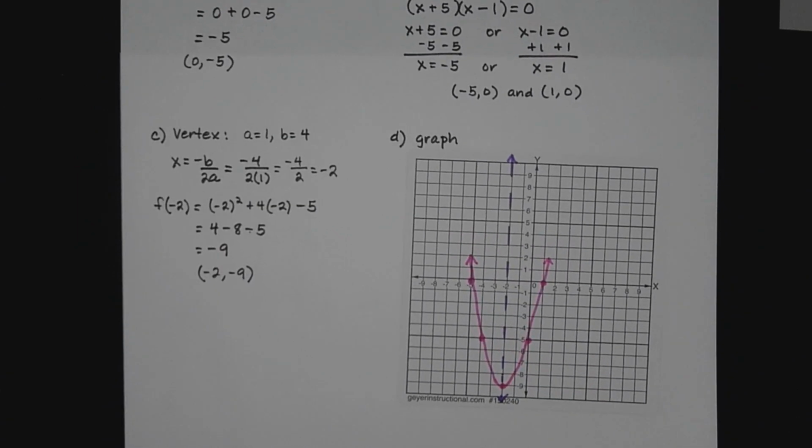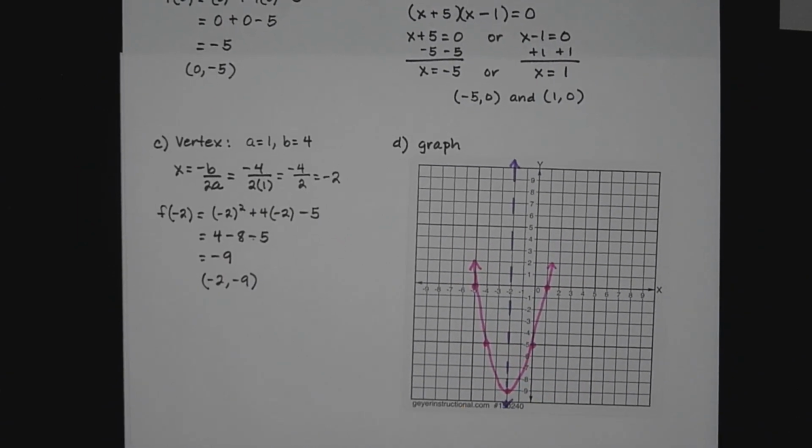So this represents the graph of the parabola, f of x equals x squared plus 4x minus 5. Okay. Are there any questions about problem number 16? All right, number 17 is using either substitution or elimination to solve the system of equations. Okay, so let me move to another sheet.